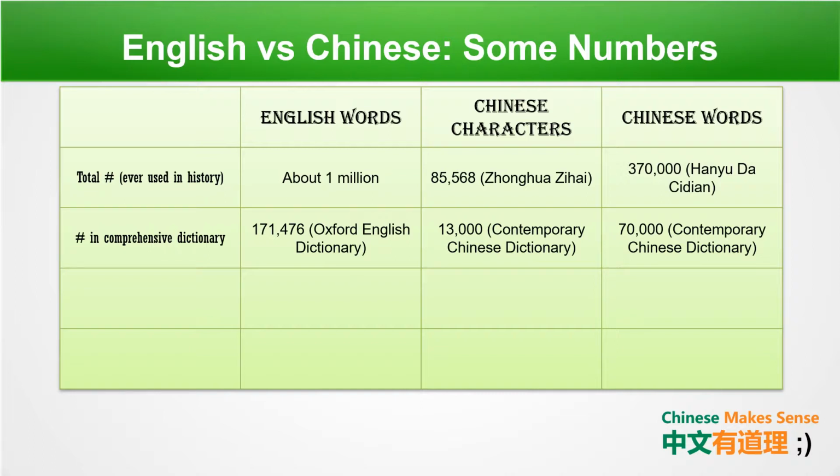So now let's take a look at the number in the comprehensive dictionary. For English words, there are about 171,000. For Chinese characters, there are 13,000. And for Chinese words, there are 70,000.